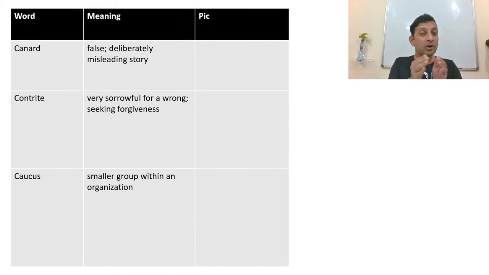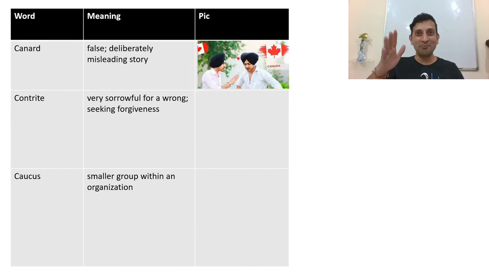Caucus: a smaller group within a larger organization. That's called a caucus. It is often used in the American system of governance where they have congressional caucuses, which are smaller bodies within the larger Congress of elected members who are trying to address a specific issue. Now let's see the stupid words to remember this. Canada mein na bhai apna bahut chalta hai, one Sardar Singh to another. Yaar ye phir Canada ke canard suna raha hai, phir Canada ki false misleading story suna raha hai.